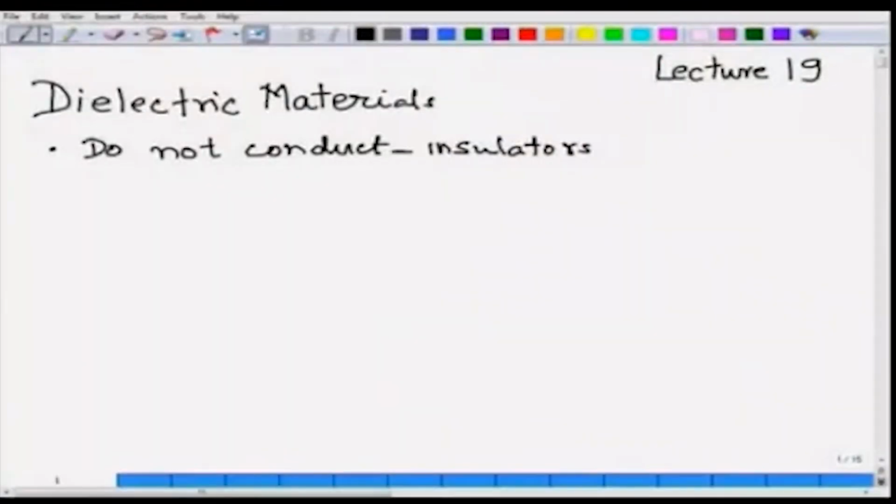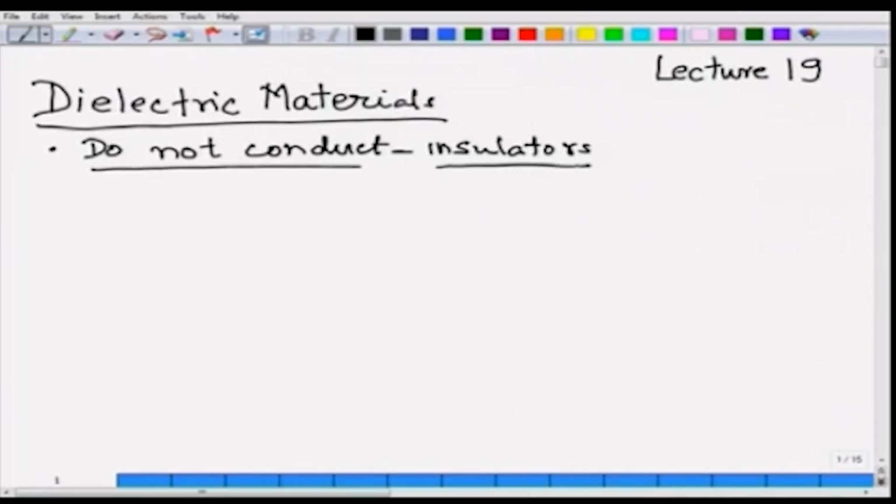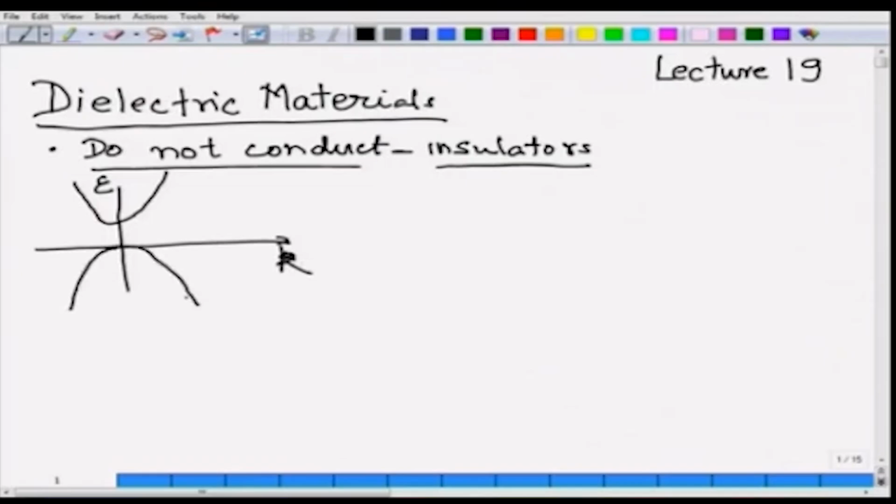Since we are going to talk about dielectric materials, we are going to talk about materials that do not conduct, that are insulators. But to connect it back to semiconductors, recall the E-K diagram for a semiconductor. It looked something like this. If this was K, there was energy on this axis, and this was the K axis, and in this axis we had a valence band. This was the valence band.